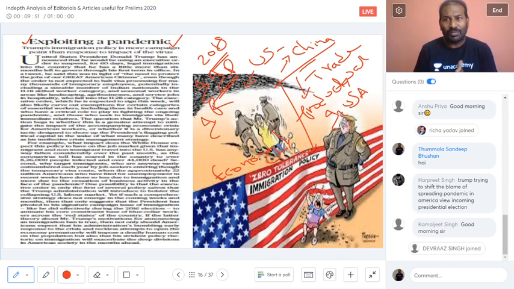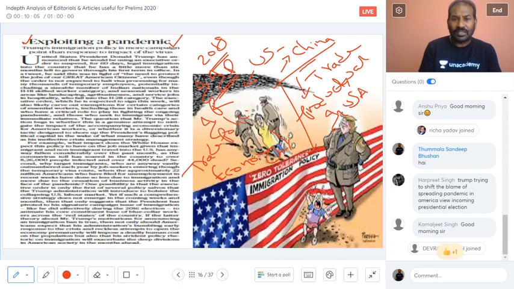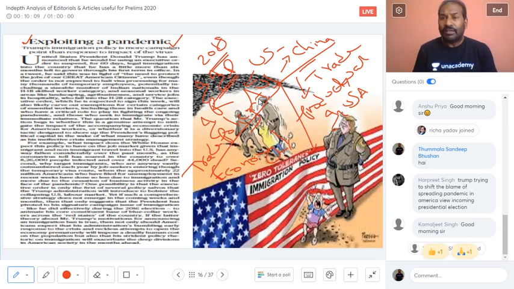We are not just talking about the pandemic. He is trying to take the pandemic into account in his attempt to win the elections in November 2020. But he was making it very clear with China, and the trade policy of the US also, that it will really benefit the Americans, American traders or American businessmen.